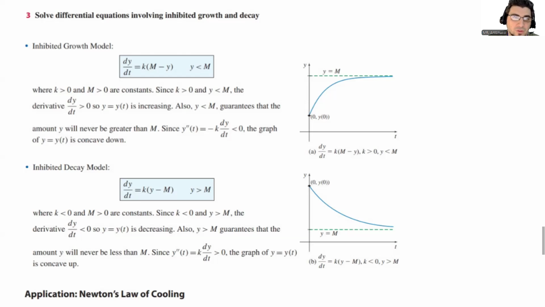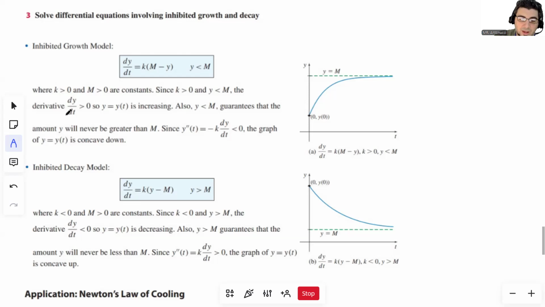In many situations, there is an upper or lower amount, we'll call it M, that the value of y cannot exceed. If we have an inhibited growth model, this is where there is a maximum amount of growth. The differential equation is dy/dt equals k times (M minus y), where y is less than M, and M and k are both constants.